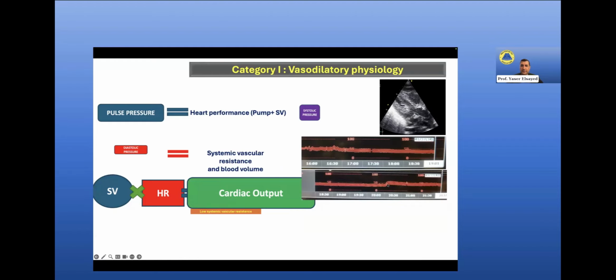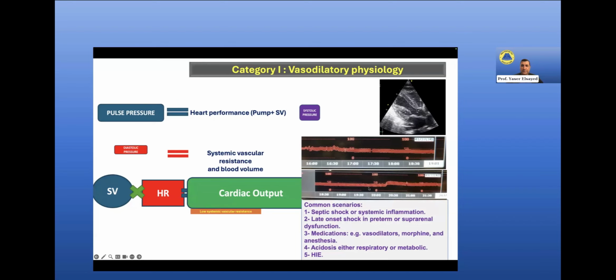And after the start of norepinephrine, immediately or just for a short time, because norepinephrine is short acting, you can see the blood pressure improved. So typically, the etiologic scenarios can be septic shock, inflammatory conditions like NEC, late onset shock in preterm or suprarenal dysfunction, medications like morphine, anesthesia, or acidosis, respiratory or metabolic. Or it might happen in HIE because of loss of vascular tone or suprarenal dysfunction associated with HIE.